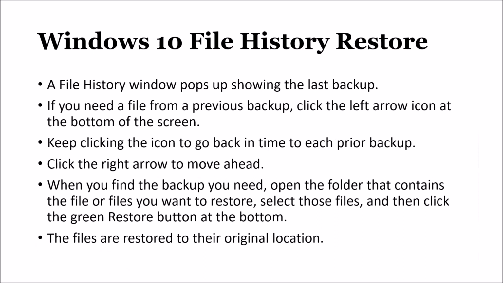A File History window pops up showing the last backup. If you need a file from a previous backup, you'll click the left arrow icon at the bottom of the screen. Continue clicking the icon to go back in time to each prior backup. You'll click the right arrow to move ahead. When you find the backup you need, open the folder that contains the file or files you want to restore. Select those files, then click the green Restore button at the bottom. The files are restored to their original location.